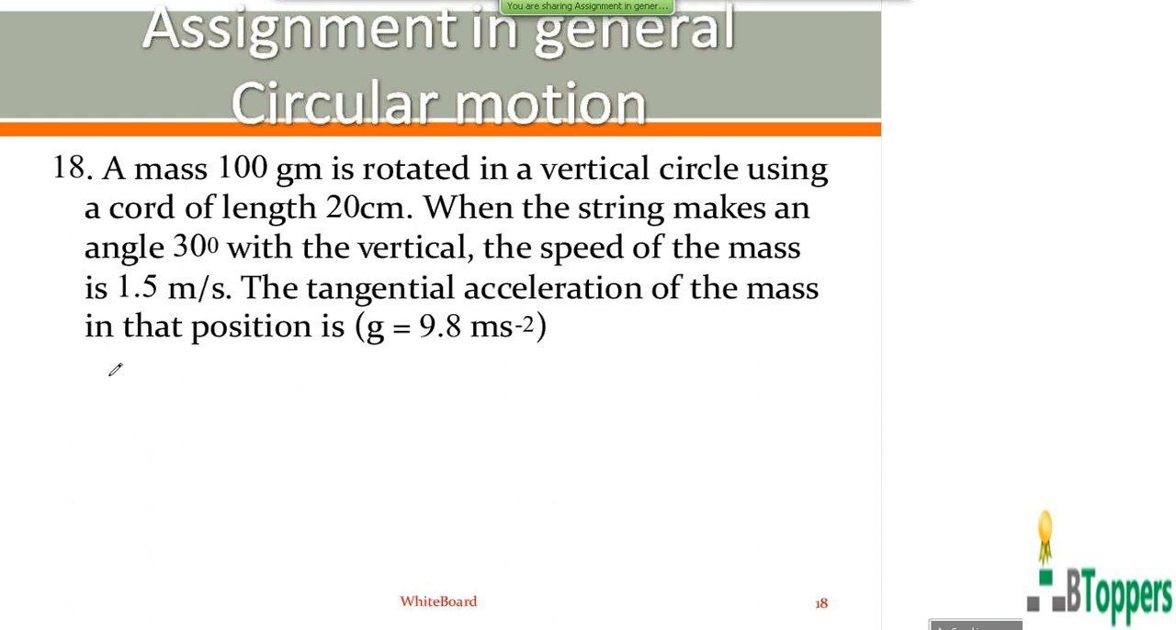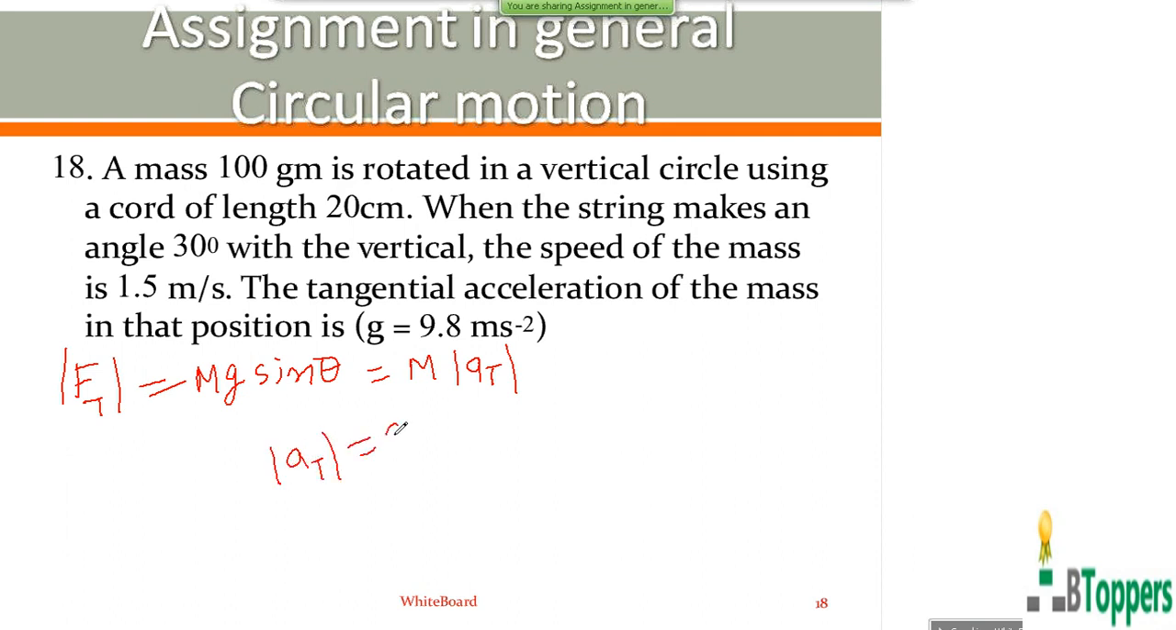Magnitude of the centripetal force is T minus mg cos theta, which you can write as mass into magnitude of acceleration towards center of circular path, that is mv square by r. Magnitude of the tangential force acting on the bob in the diagram which I have drawn in the solution of the previous problem is equal to mg sin theta. So magnitude of the tangential force can be written as mass into magnitude of the tangential acceleration. Therefore, magnitude of the tangential acceleration is equal to g sin theta. So here g is 9.8 meter per second square and theta is 30 degrees.